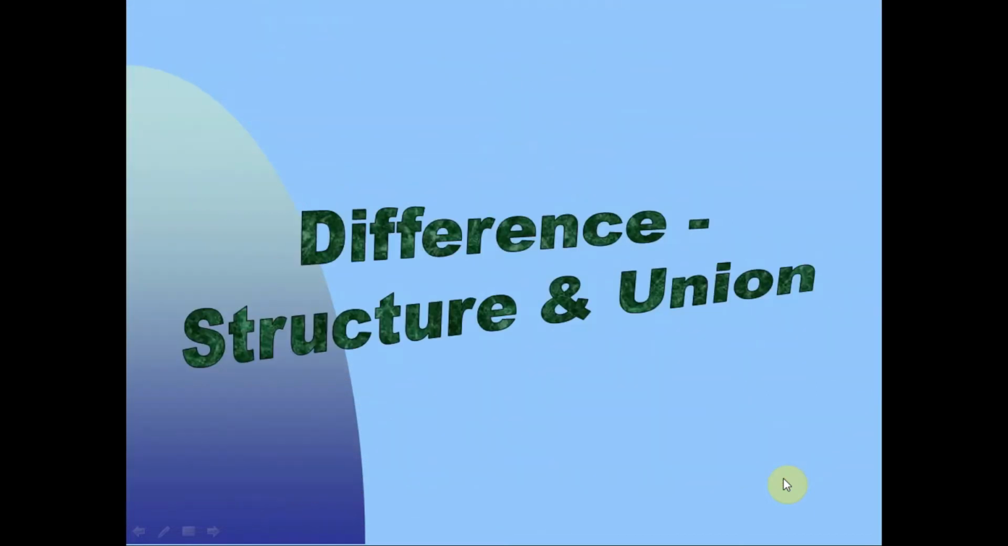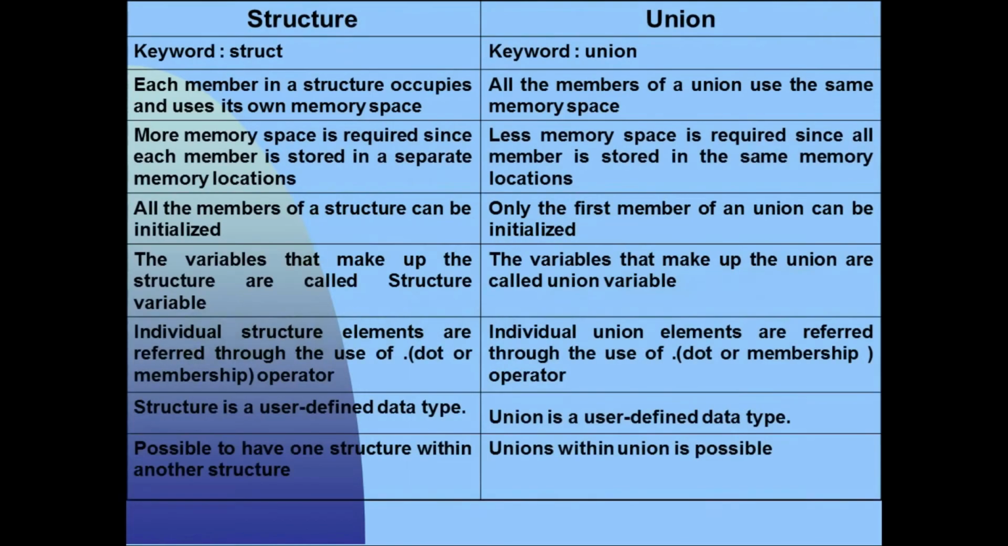The next one, the difference between structure and union. Struct is the keyword of structure and union is the keyword of union. Then structure: each member in a structure has its own copy and uses its own memory space. Then union: all the members of a union use the same memory space. It holds the data member with the highest priority.